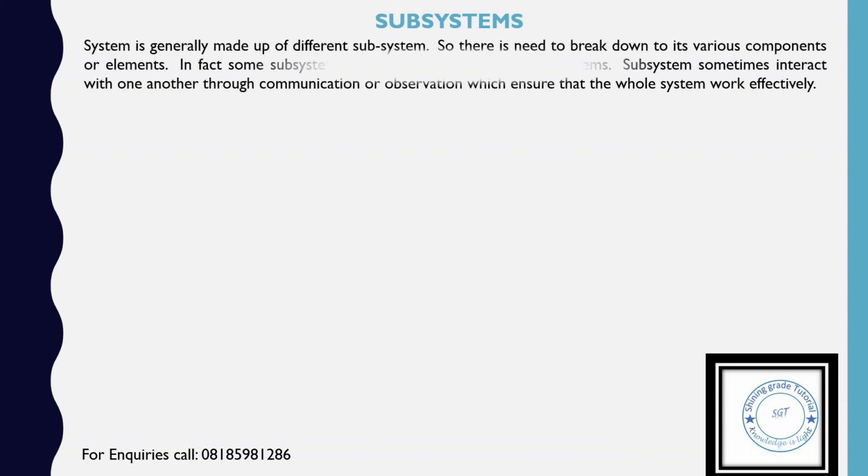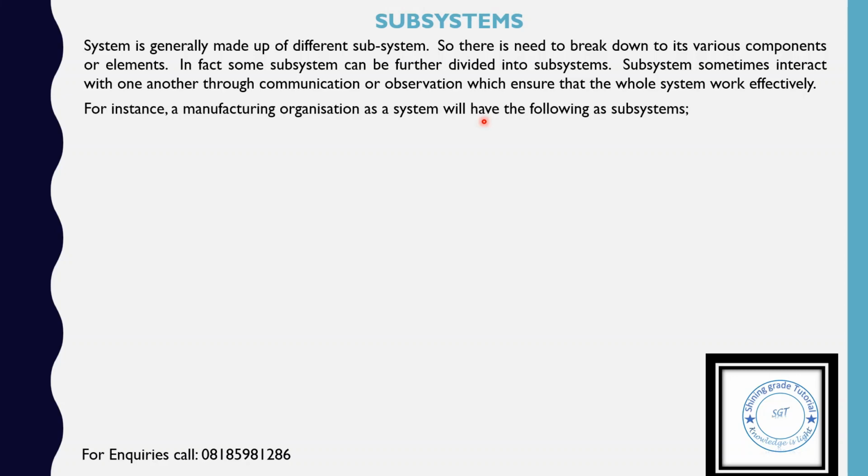It's very, very key. So we have it here that a system is generally made up of different subsystems. So there is a need to break it down into its various components or elements. In fact, some subsystems can be further divided into subsystems. Subsystems sometimes interact with one another through communication and observation, which ensures that the whole system works efficiently. So subsystems communicate and interact with one another for the passing of information.